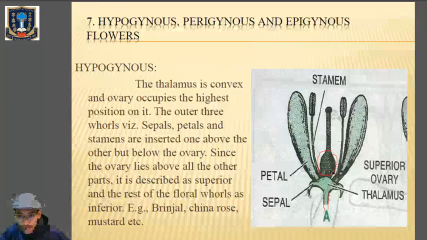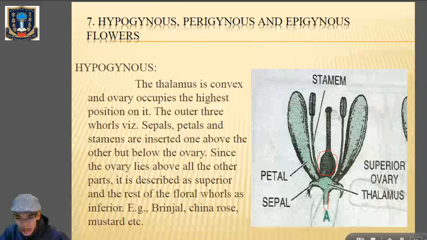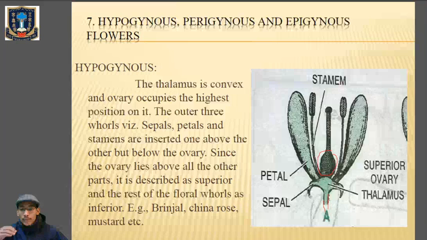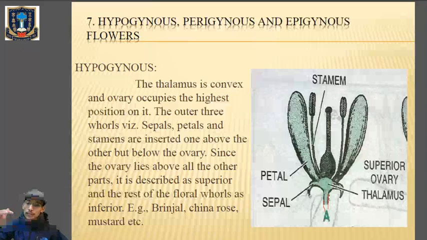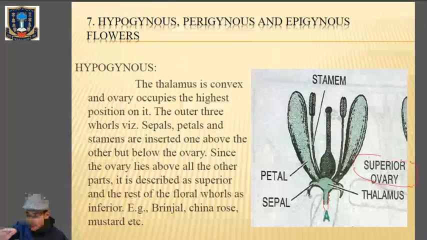Can you see over here? First we find the sepal part, then the petal part, then the stamen part. So the sepals, petals and stamens are inserted one above the other. But the ovary lies above all the three parts. The ovary is situated just above the sepal, just above the petal, and just above the stamen. Since the ovary lies above all the other three parts of the flower, it is called the superior ovary. It lies at the top of the other floral whorls or floral parts.